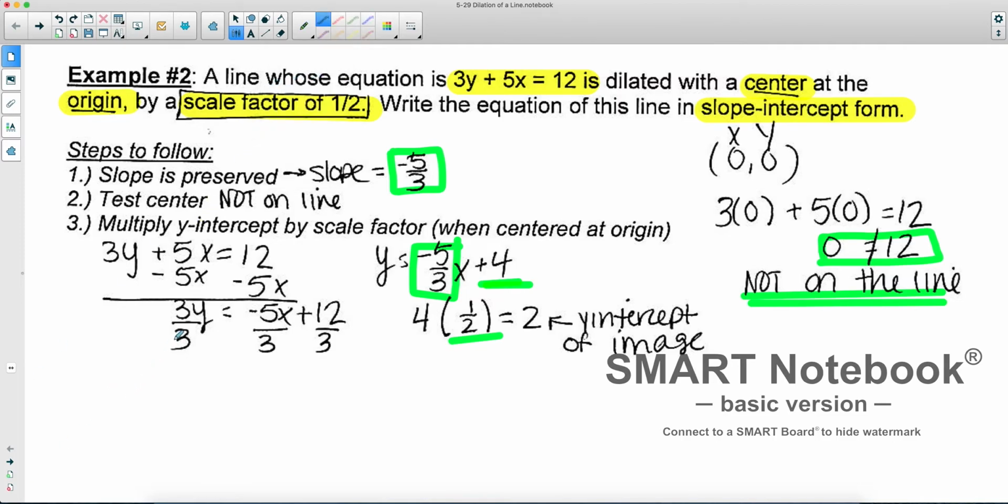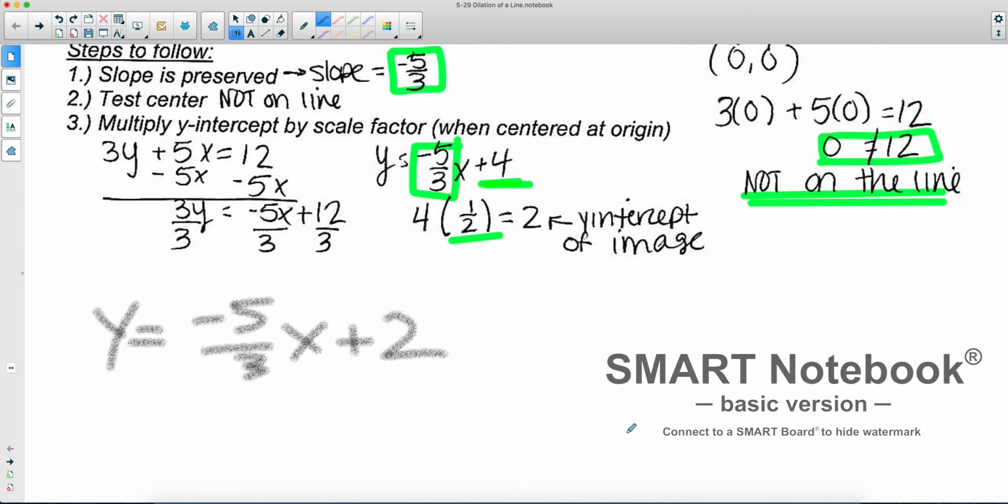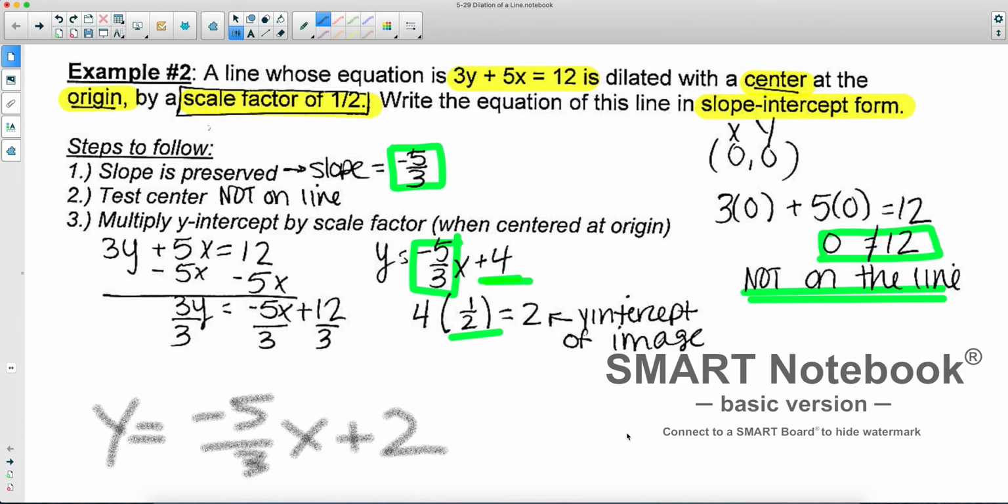This is right, yep. So y equals, okay, my slope, here it is, -5/3 x, my y-intercept. Well, my y-intercept was multiplied by my scale factor to give me the new y-intercept of +2. And here's your final equation. There it is. It's how you mesh everything together when the center doesn't fall on the line. Just multiply your y-intercept by your scale factor. Keep the slope the same.